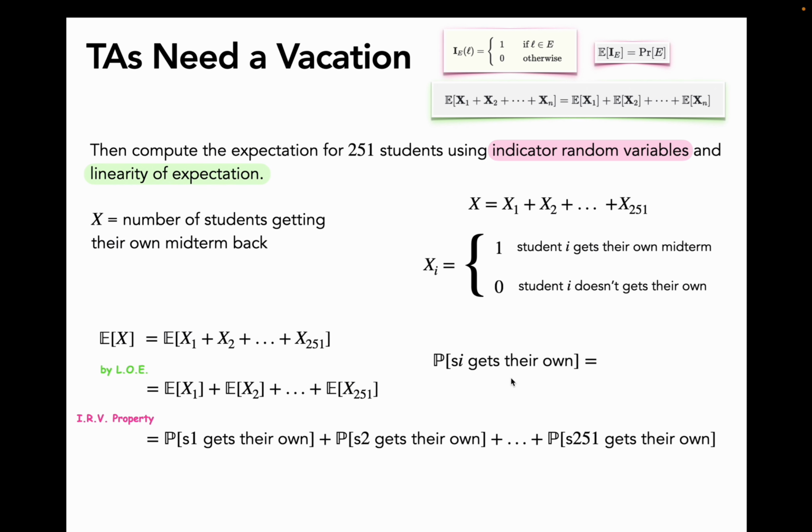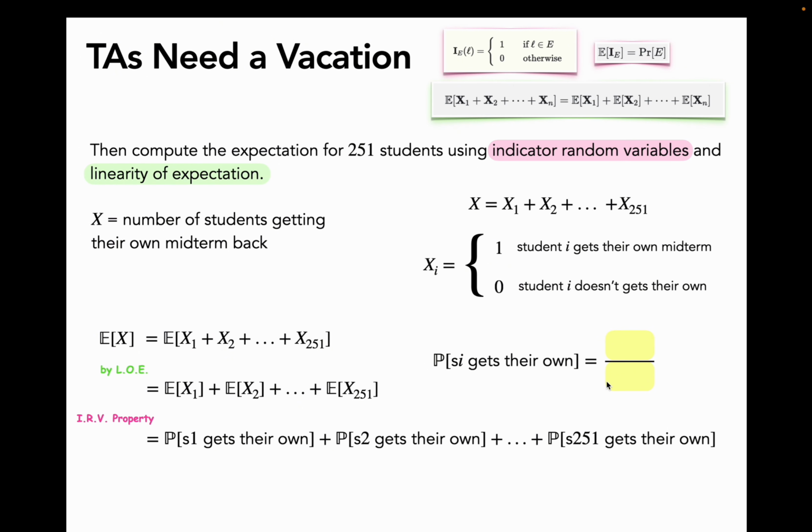So what is the probability that student i gets their own paper? This is just going to be a fraction where the denominator is the number of possible ways we could hand out all of the papers, and the numerator is the number of possible ways we could hand out all the papers where student i gets their own paper. So take a moment, pause here, and try and find the probability yourself.